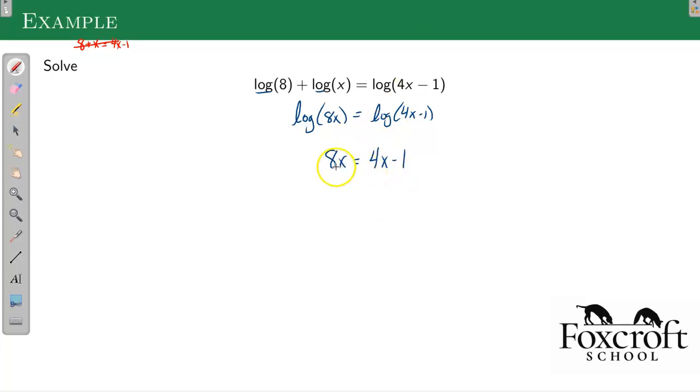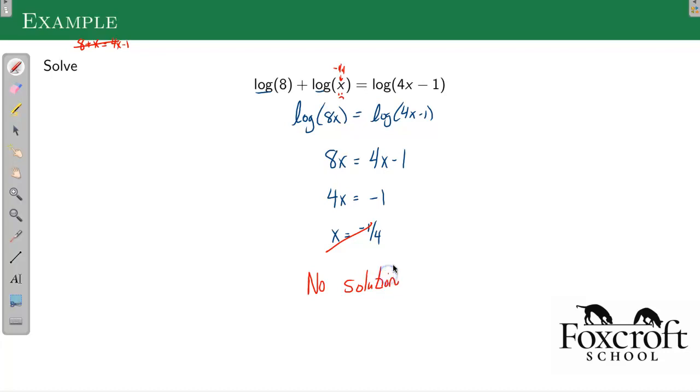I would subtract 4x from both sides and then divide by 4. And now I have to ask myself, does this answer make sense in the original problem? Well, 8's still positive, but if I try to plug in negative 1/4 for x, that'd be putting a negative into this log, and that's bad, right? So I can't plug negative 1/4 in, so this is an extraneous root. I have to cross it out. It's not actually an answer to the original problem. And this problem has no solution.